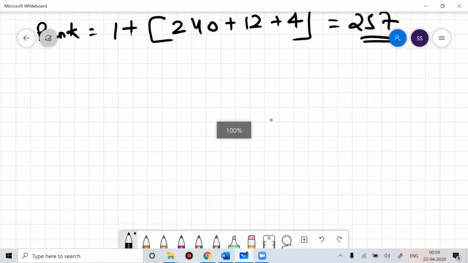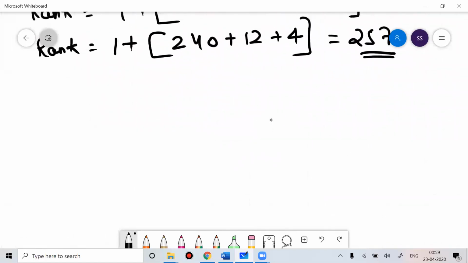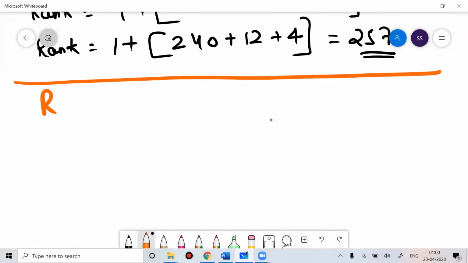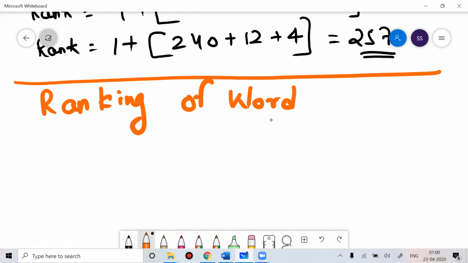I'm doing logical. Anyone who is not interested can go forward in the video to see another word where probably I talk about repetition. Anyway, those who are looking for a logical explanation, let me do it logically. So ranking of a word called master.